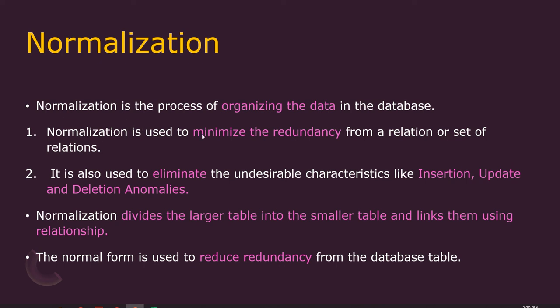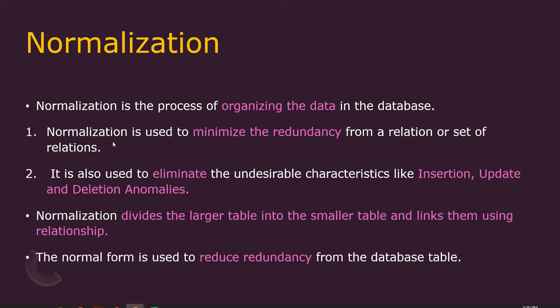The first goal of normalization is to minimize the redundancy of a table, that is, we want to avoid duplicate data. The second one is to eliminate the anomalies. We already studied different types of anomalies. Anomalies means problems. Mainly we divide the anomalies into insertion anomaly, update anomaly, and deletion anomaly. So its elimination is the second purpose of normalization.